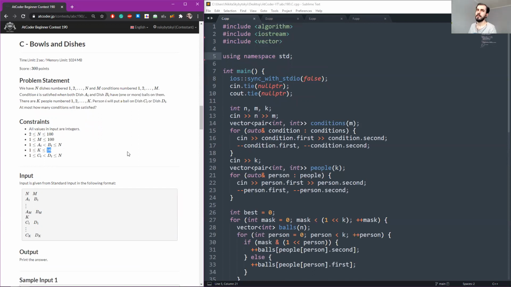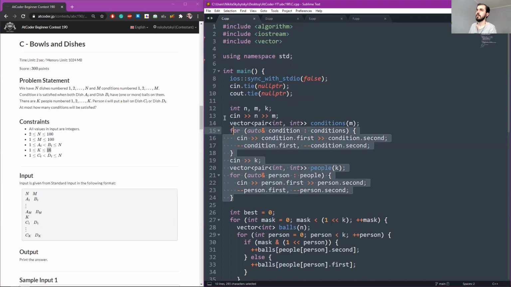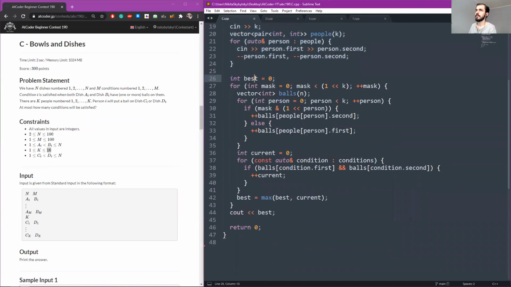Now, because k is less than or equal to 16, we can iterate over all bit masks encoding people. For each person, we say in this bit mask you put your ball here, and in this bit mask you put your ball there. So that's what I do. I read the input, iterate over bit masks, store the best, and simulate the process. I iterate over people again. If the bit is set, then they put their ball on the second dish. Otherwise, they put it on the first. Then I iterate over conditions and count how many conditions are satisfied.